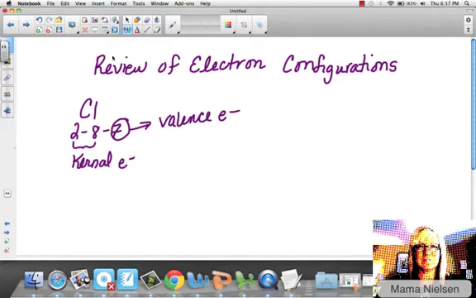The other thing that's important about the electron configuration, again, I'm going to rewrite it down here, 2-8-7. It tells us exactly how many are in each principal energy level. So in the first principal energy level, I've got 2 electrons. I'll just put PEL for principal energy level. In the second principal energy level, I've got 8 electrons. And in the third principal energy level, I've got 7 electrons.